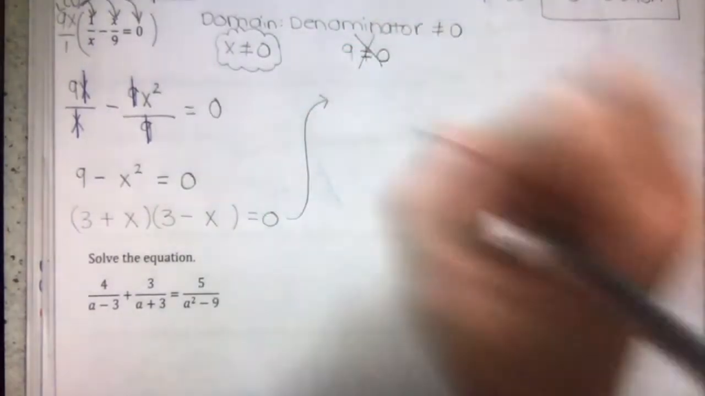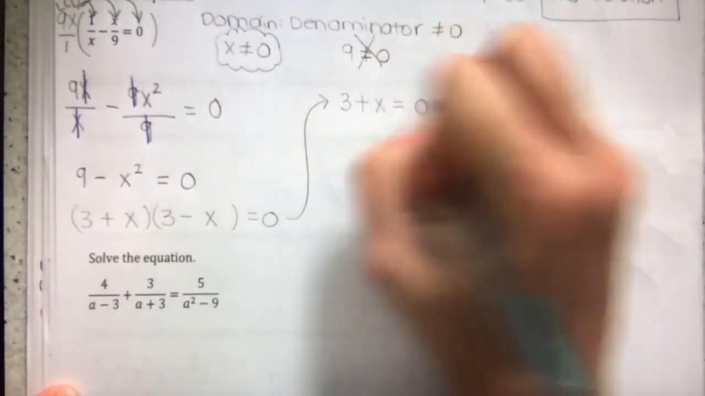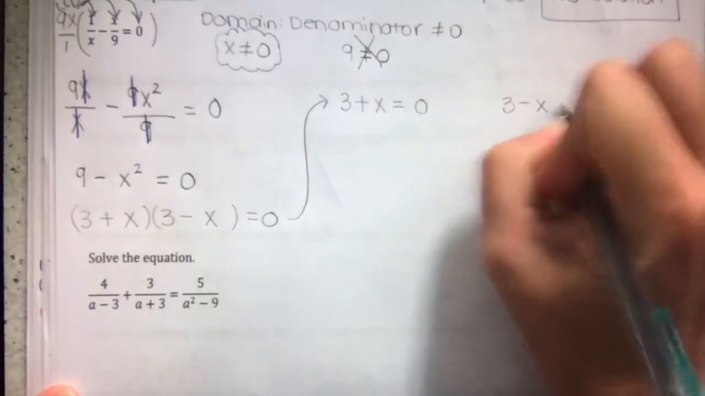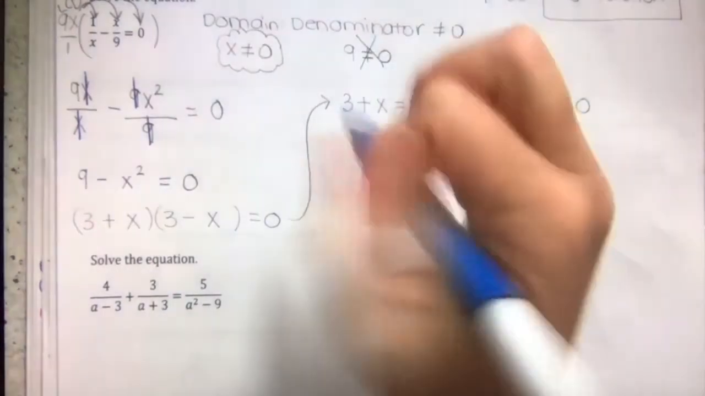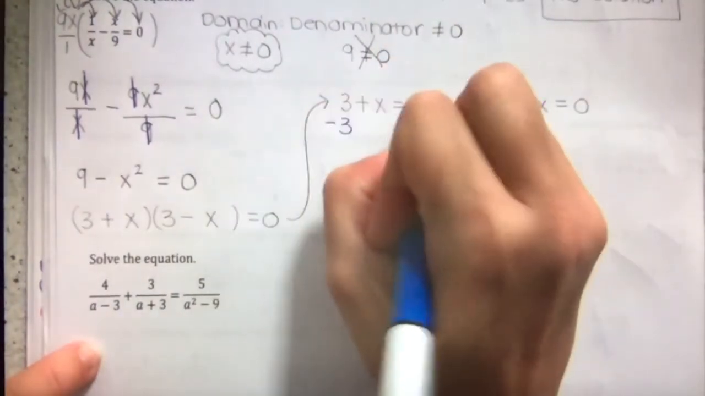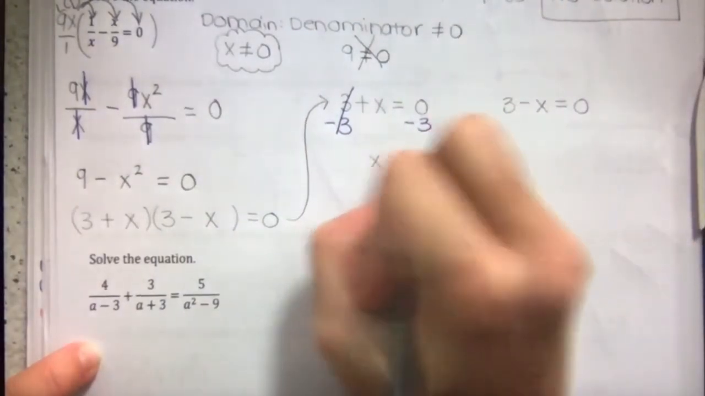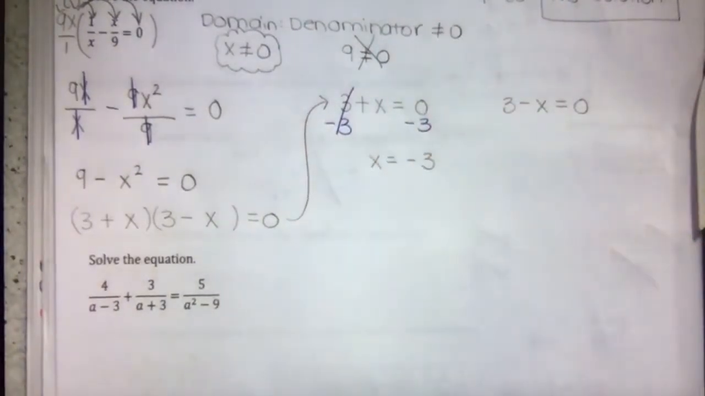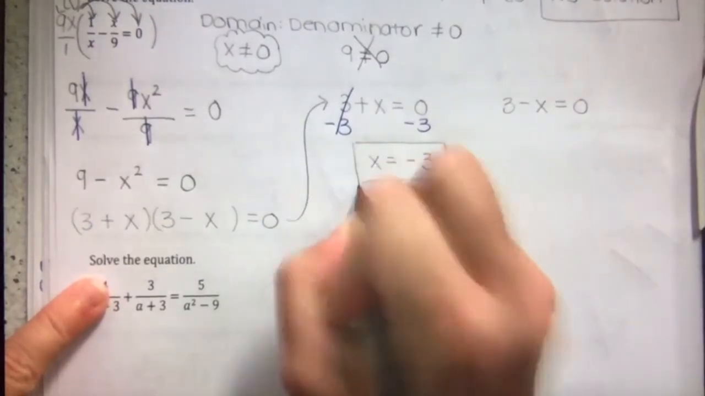So setting each factor equal to 0, we have 3 plus x equals 0, and we have 3 minus x equals 0. Solving each one separately to get x by itself. We can subtract 3 from both sides and get x equals negative 3. Before I do anything, is it okay that x equals negative 3? Yes, as long as x is not 0, we're good. X can equal negative 3, so that's one answer.